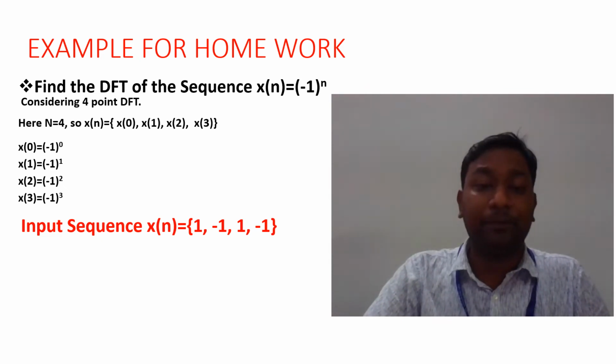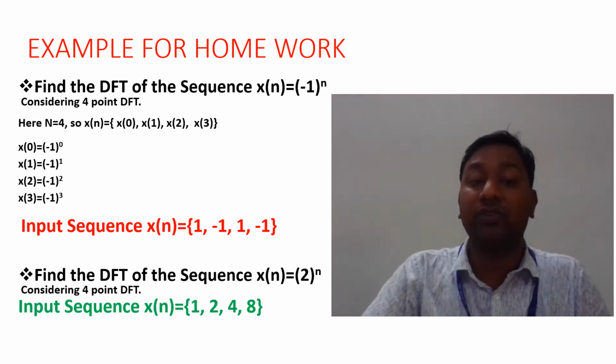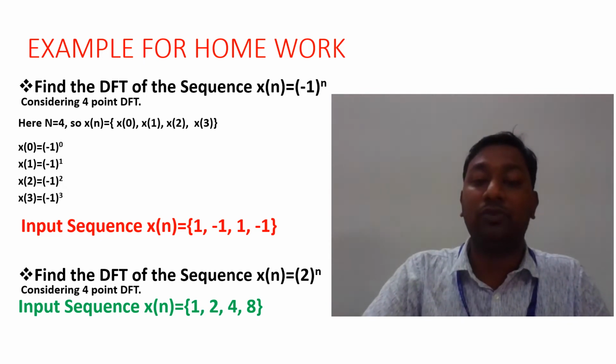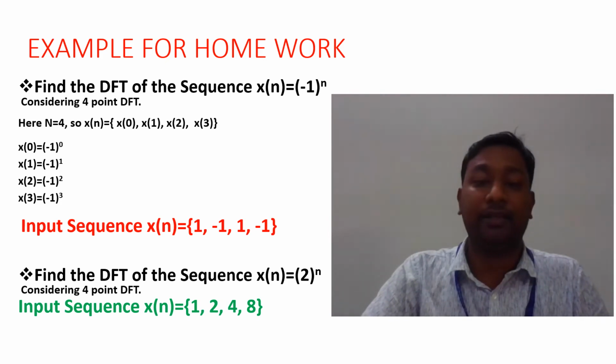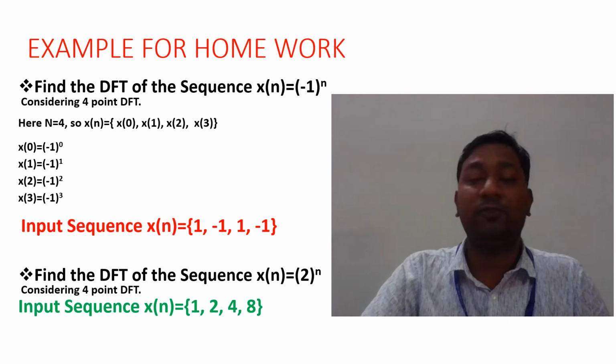Now see another question. If the question comes x of n equal to 2 to the power n considering 4-point DFT, the method is similar. The input sequence will be 2 to the power 0 is 1, 2 to the power 1 is 2, 2 to the power 2 is 4 and 2 to the power 3 is 8. So that is the complete DIT algorithm to find out the DFT considering 4-point discrete Fourier transform.